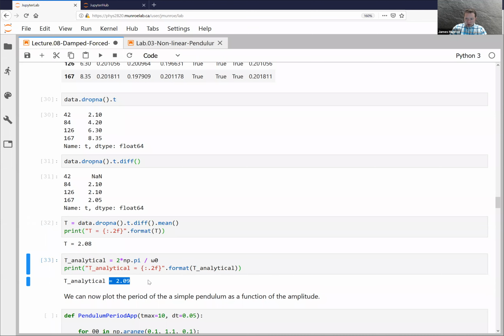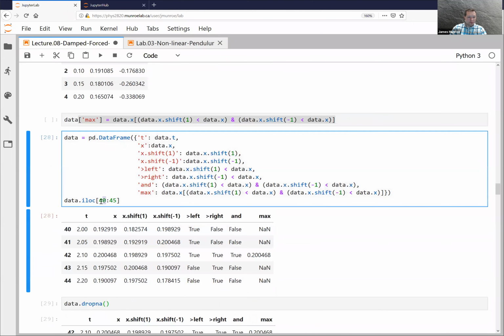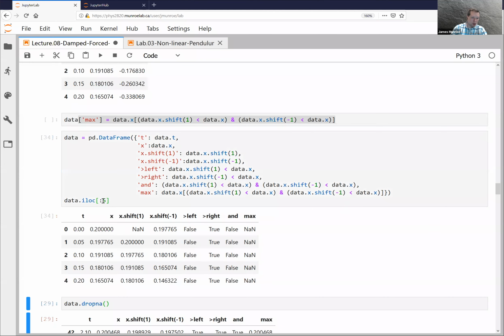Question on the chat. When you shift values in a data frame left and right, what happens to the first and last values? Okay, fair enough. Good question. What happens is any value that it doesn't know becomes a not a number. So if you shift 2.0 to the right, it's getting shifted, and that becomes I don't know what it is.